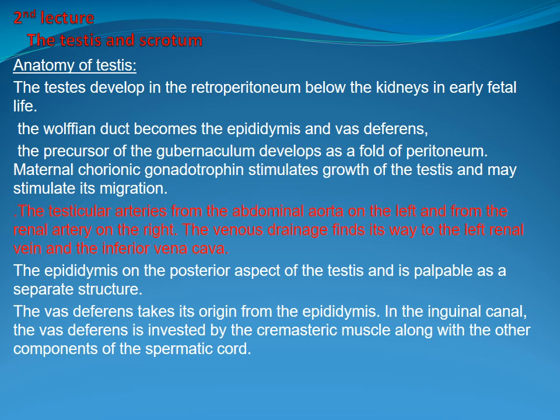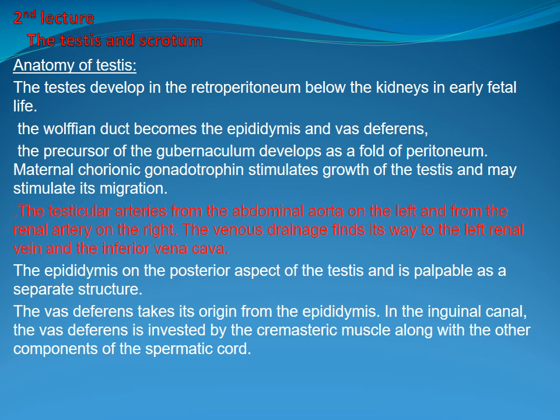The epididymis lies on the posterior aspect of the testis. Normal positioning: the epididymis is posterolateral to the testis and palpable as a separate structure. The vas deferens takes its origin from the epididymis, as a continuation of the tail of the epididymis. The epididymis has three parts: head, body, and tail. The tail is continuous with the vas deferens.